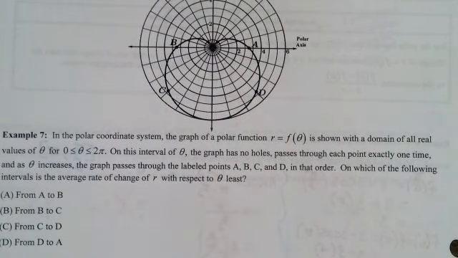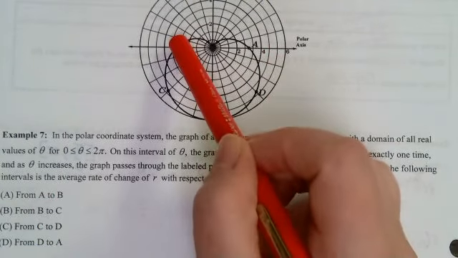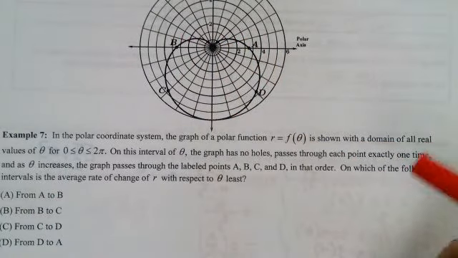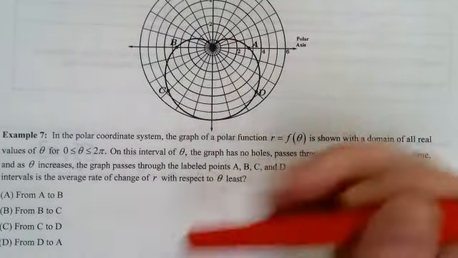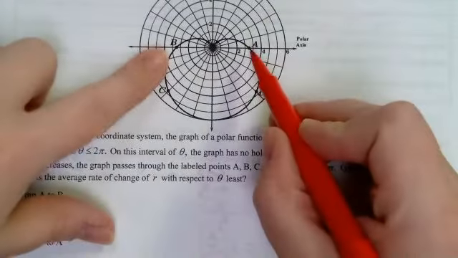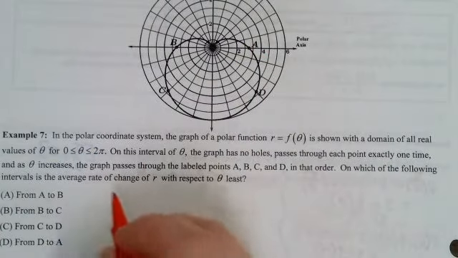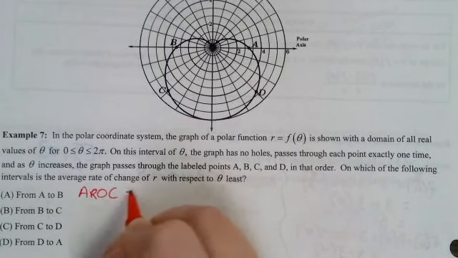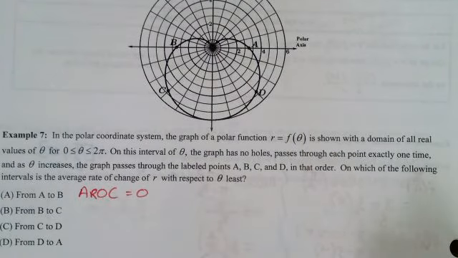So I want you to look at this. From A to B, if you were to draw a rate of change between those two, they have the same output, right? They have the same R value. So I want you to think about the fact that if they both have the same R value, then that means that their average rate of change is 0 because they had the same outputs.